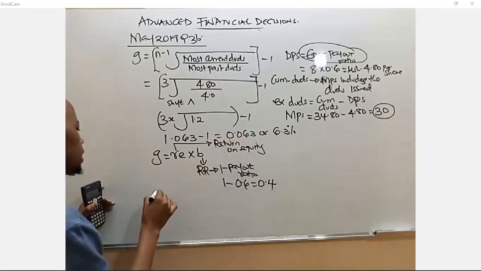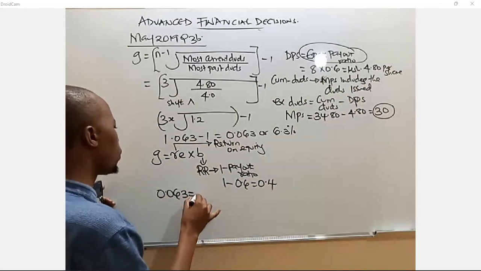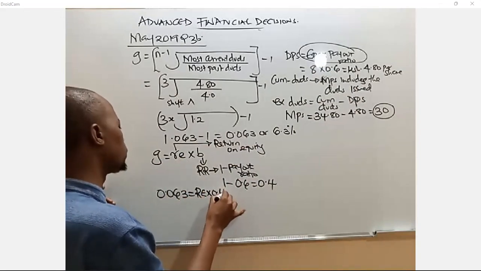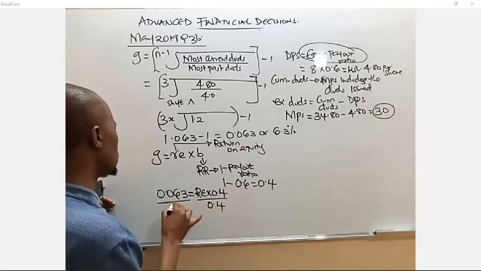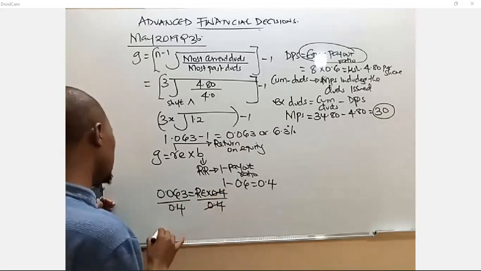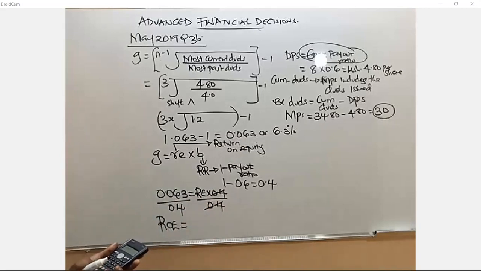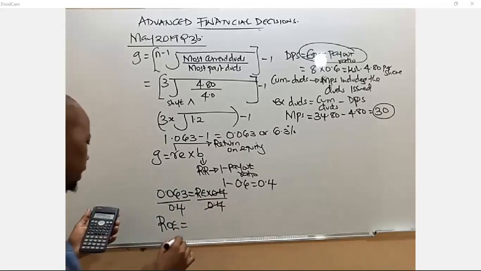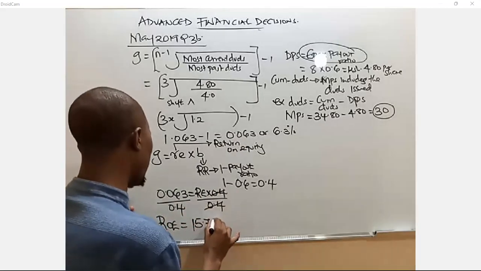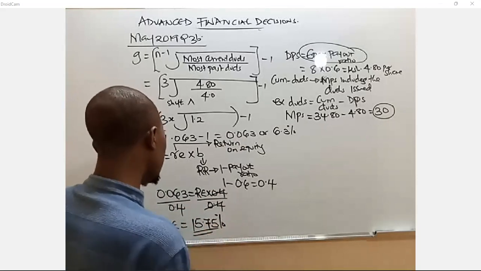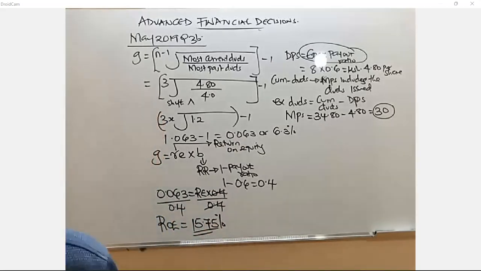So our growth rate, we have it. 0.063 should be equal to ROE times 0.4. Divide both sides by 0.4, and that one goes. The return on equity should be 0.063 divided by 0.4, and we are getting something closer to 15.75% when you multiply by 100%. That is the requirement for our question, the first requirement.